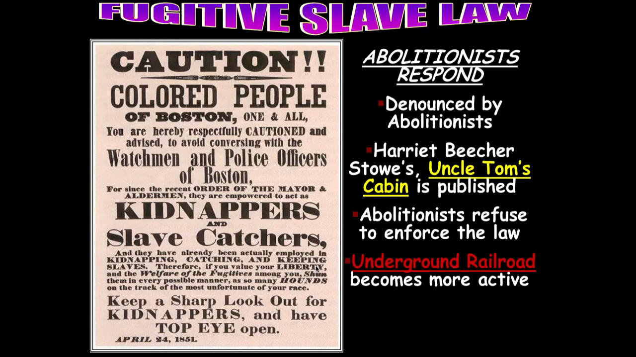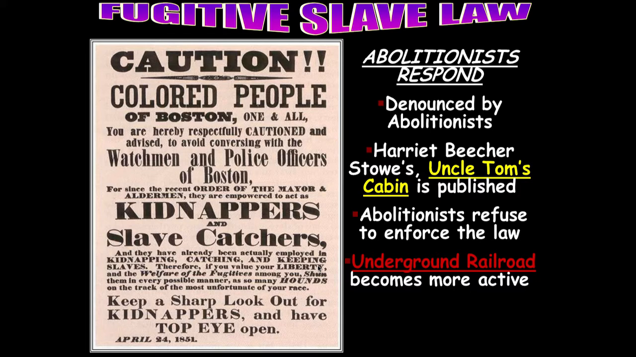What was the Fugitive Slave Law? The abolitionists were apoplectic about this. They denounced it because they're now, under federal law, required, if they see slaves, to give them up so they can be returned to their owners in the South.